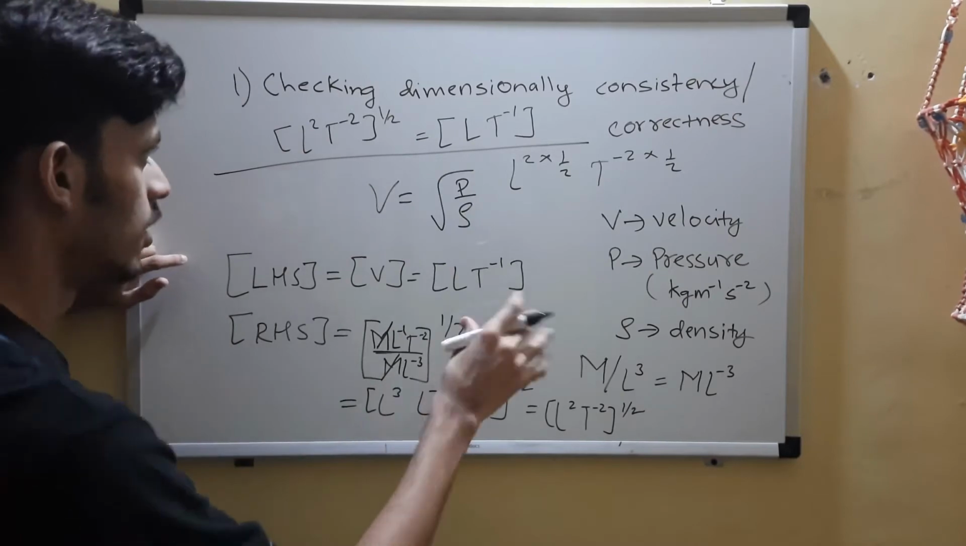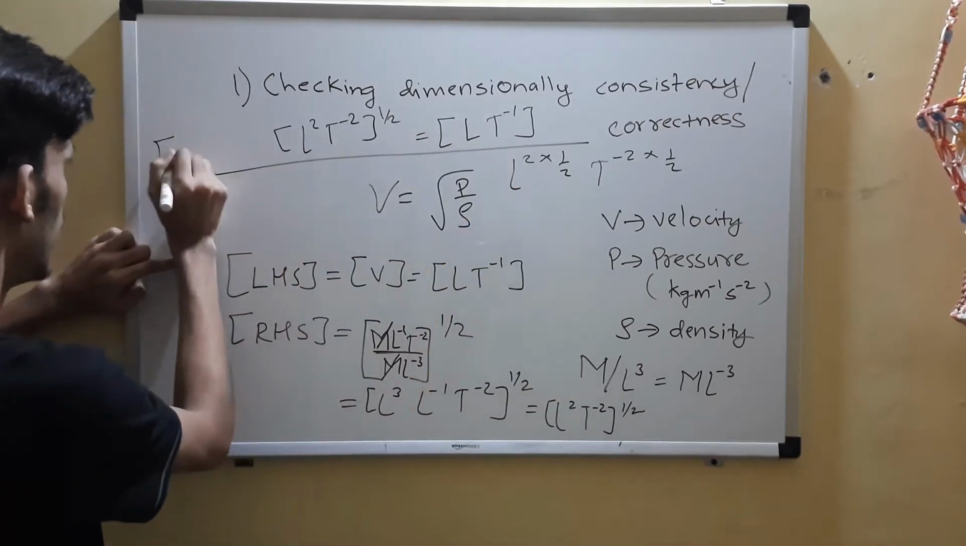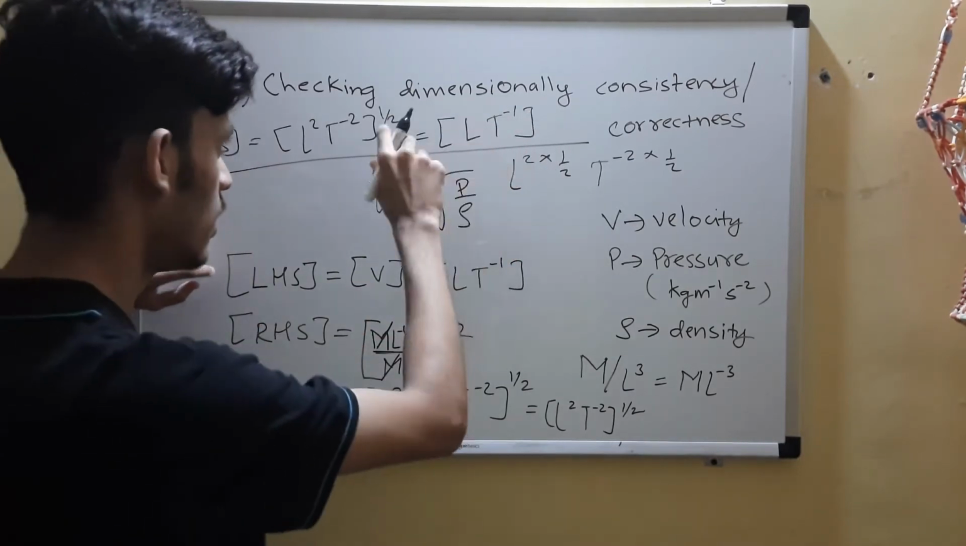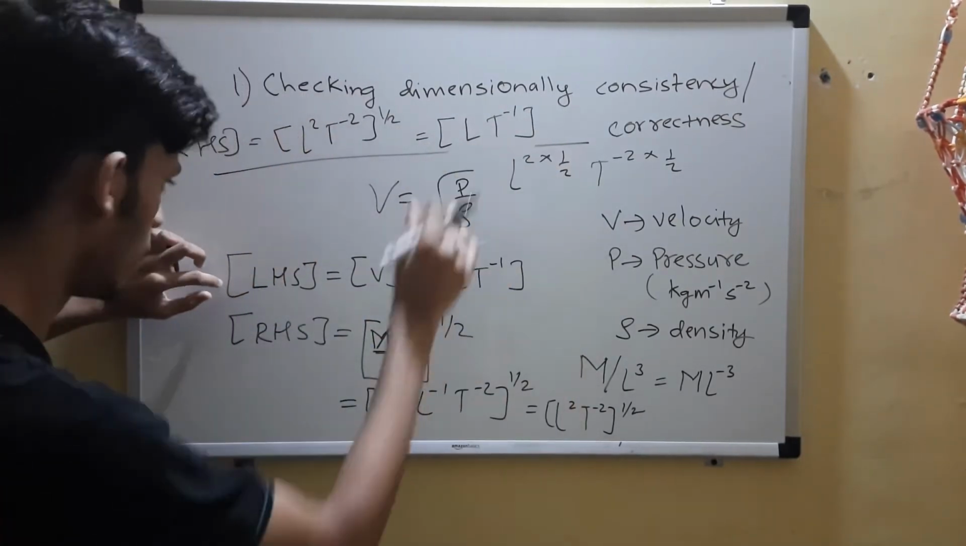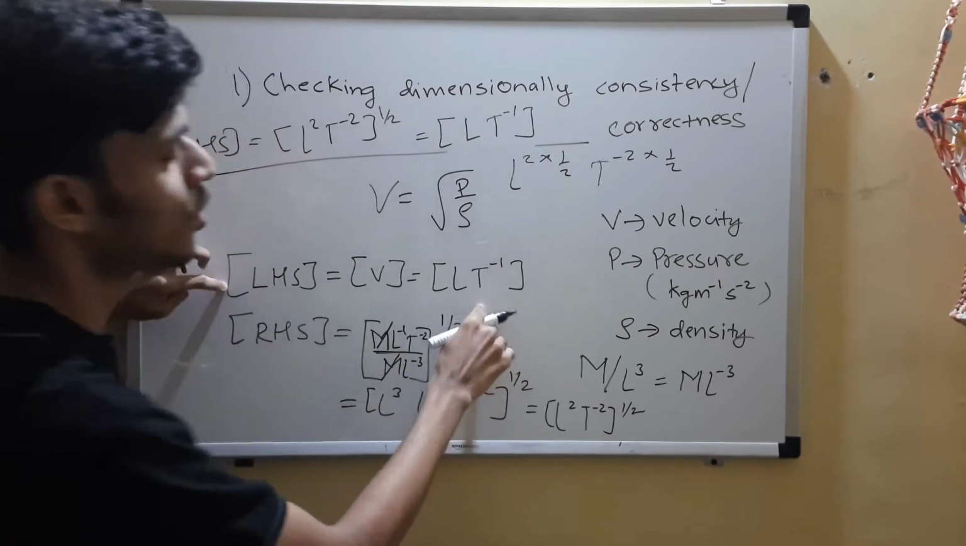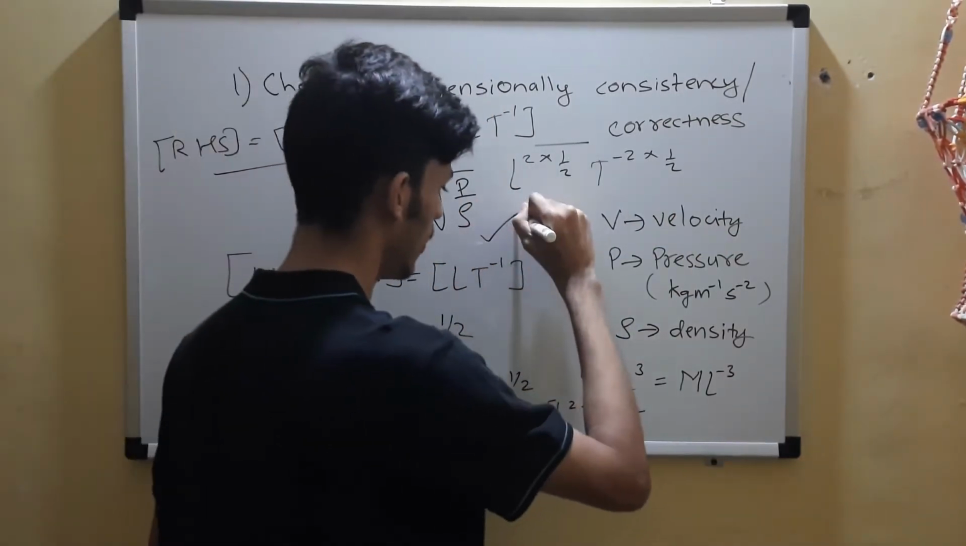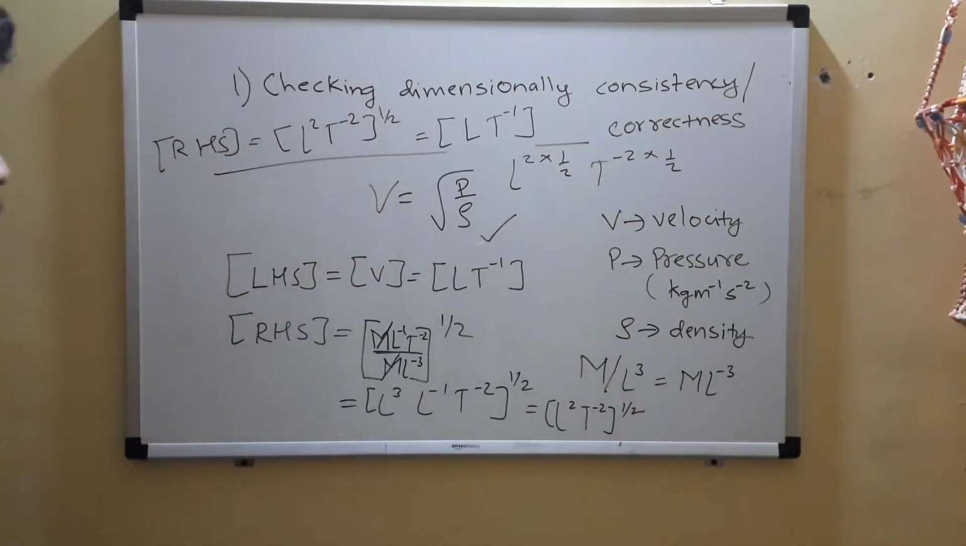So compare. This is for right hand side, right? This was for right hand side. So right hand side we get this dimensional formula, and left hand side also we get the same dimensional formula, which means this equation is dimensionally correct. Wow.